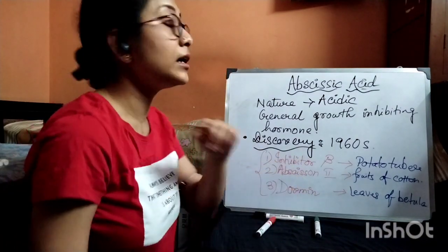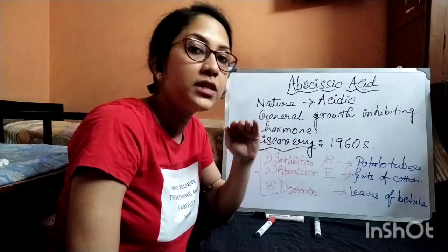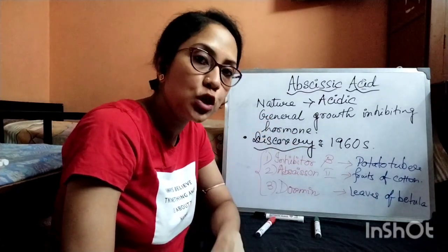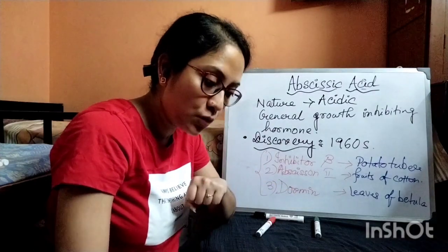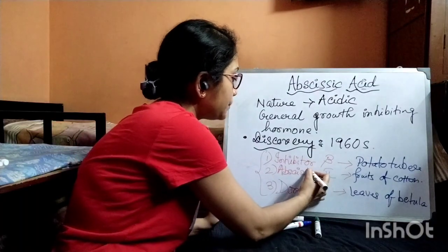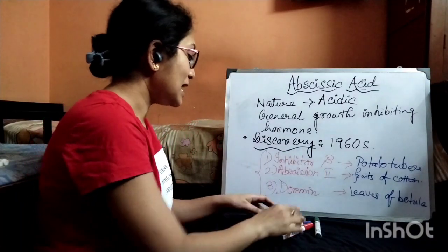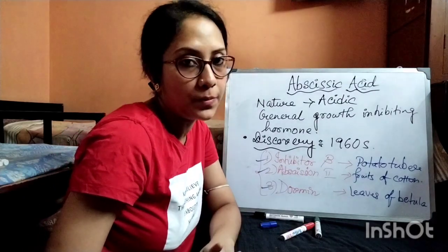So these are the three inhibitors. The first one is inhibitor beta, which they found in potato tuber. The second one is abscission II, which they found in fruits of the cotton plant. And the last one is dormin, which they found in the leaves of the betula plant.